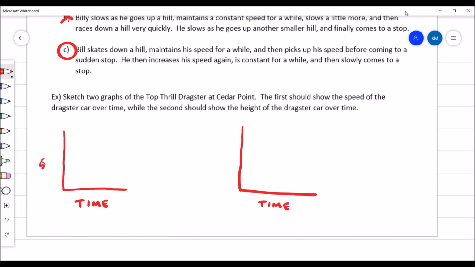First one, let's measure the speed of the dragster car. And the second one, let's measure the height. Okay, and I'll link that video there so you can watch it, kind of take the virtual experience and then graph these, and we'll talk about making sure we're good.